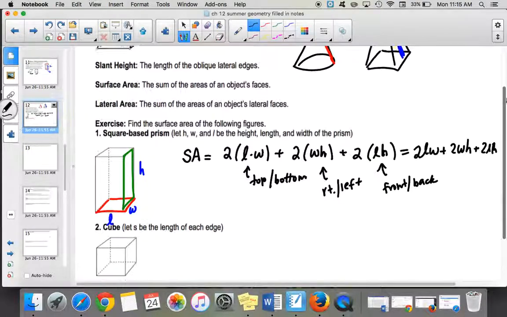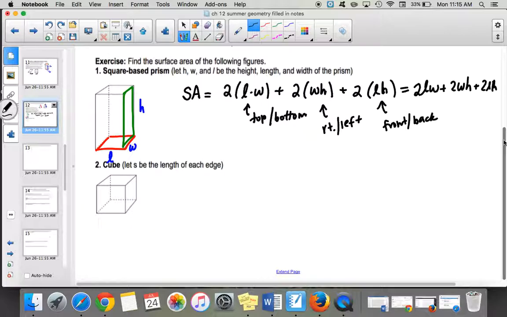All right, so the cube. A cube, so it says, well, what if S is going to be the side of each cube? How many of those faces do I have? I have 6 of them, right? Front, back, right, left, top, bottom. And what is the area of each one? S squared. So it's going to be 6S squared.